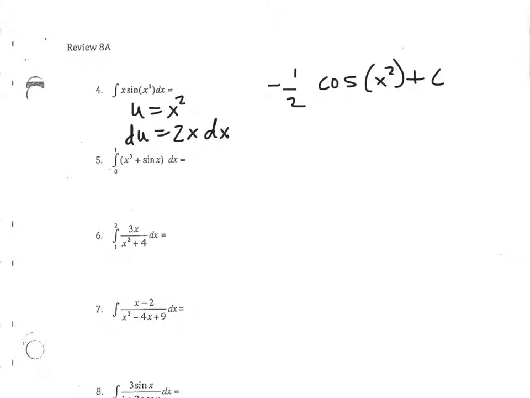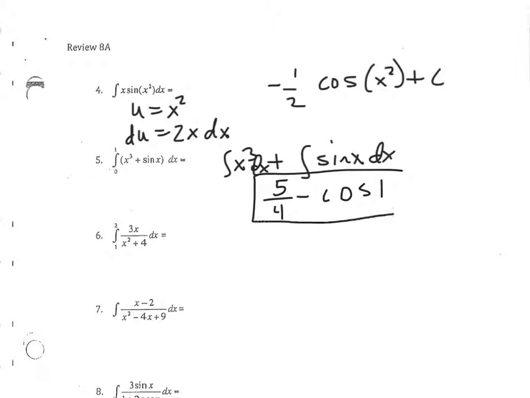Number 5, you're integrating that. You're splitting that up into two parts. Integrating x cubed dx and sine x dx. We should write dx in there technically, but you're just integrating those separately. And I have 5/4 minus cosine 1 as a final answer. Okay, so you're plugging in 0 and 1, and so you end up with cosine 1. We would leave it like that, I think would be a good way to do that.